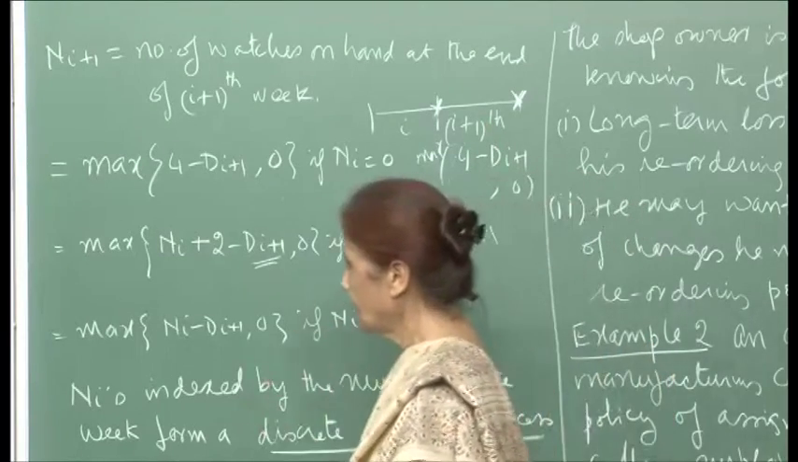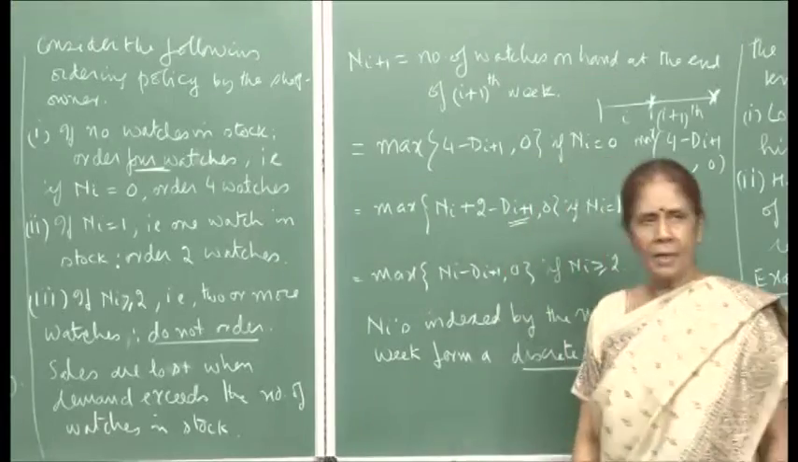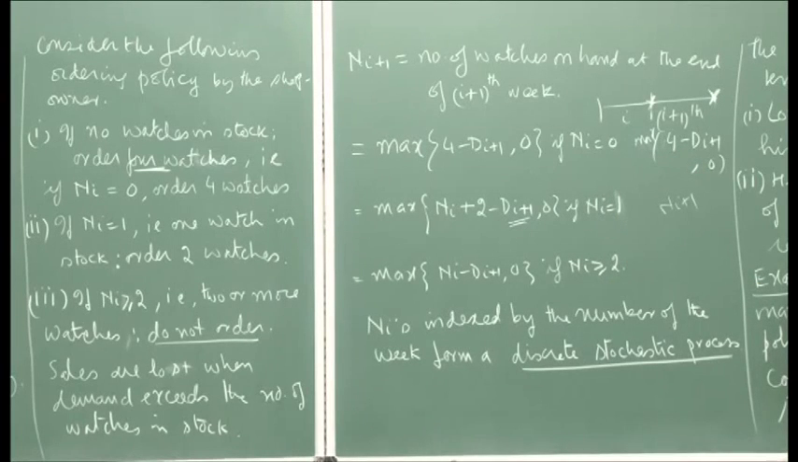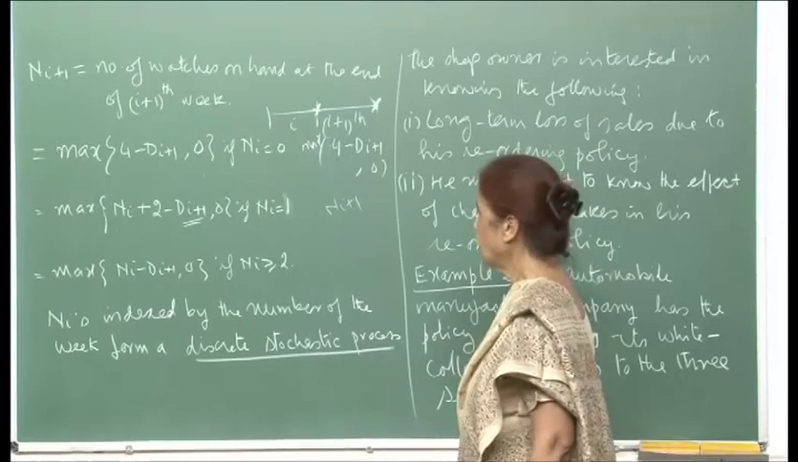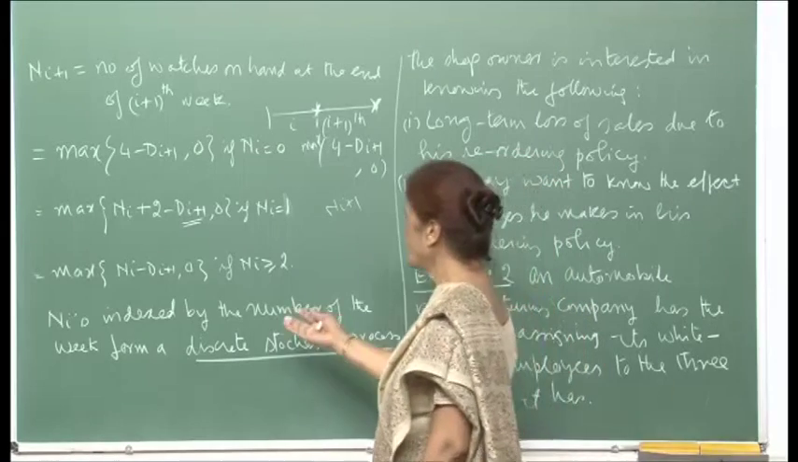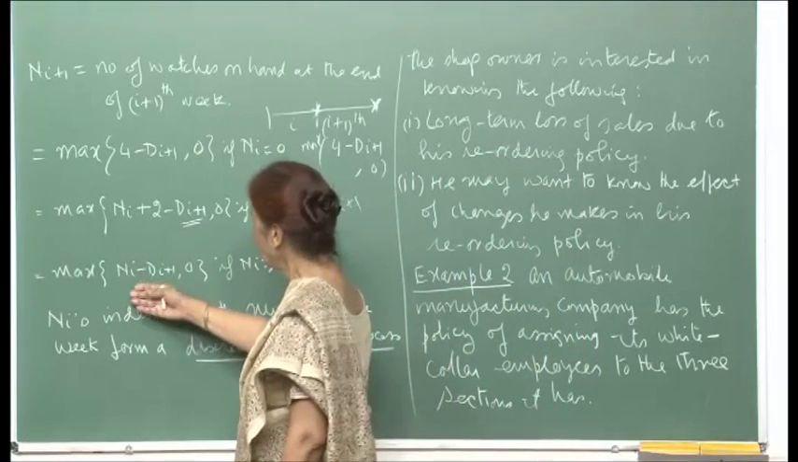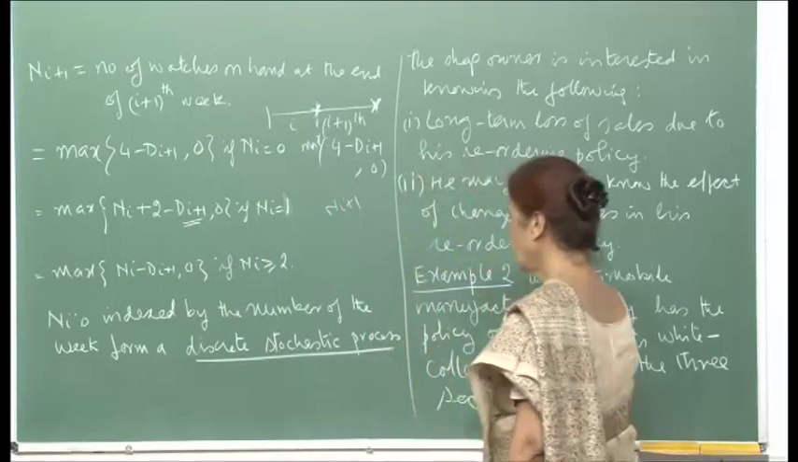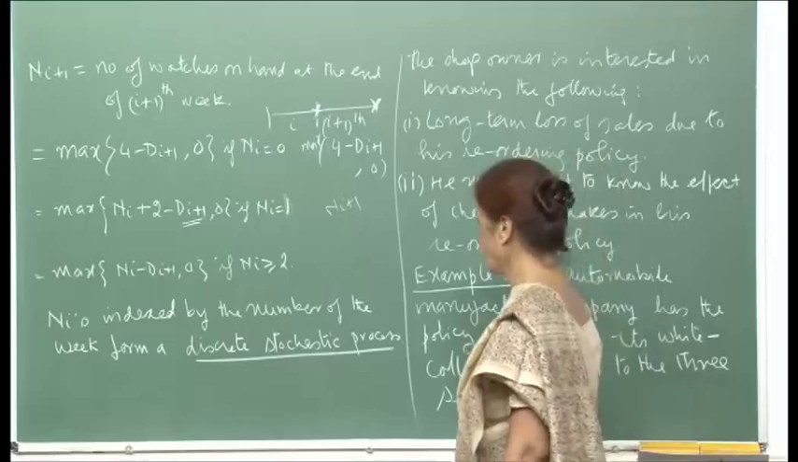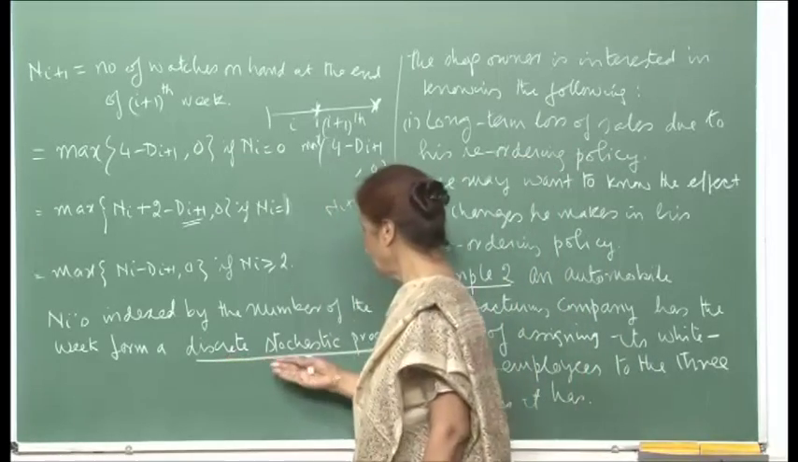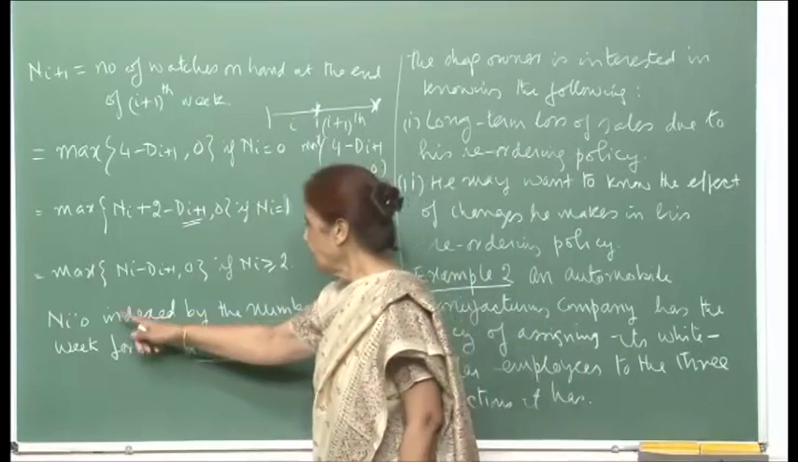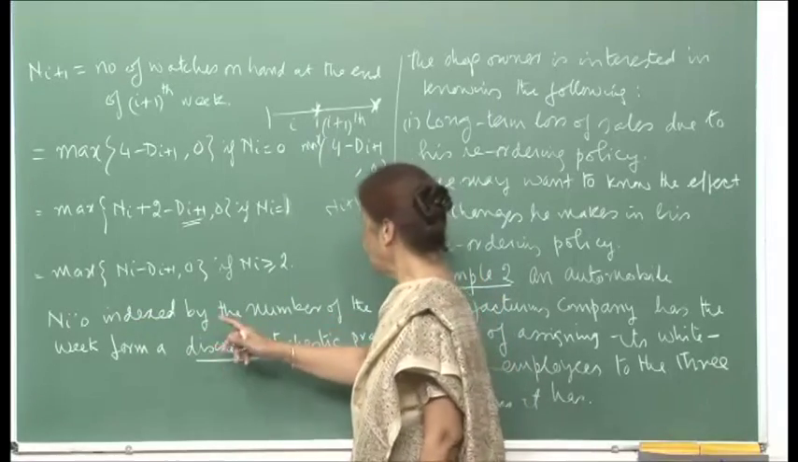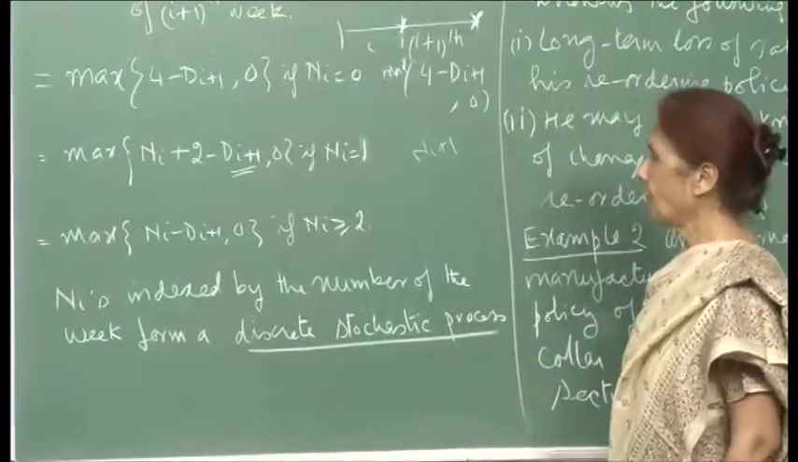So, this is sort of trying to show you the dependence, because the variables ni plus 1 are trying to tell us the state of the system at the end of every week. So, this phenomenon is dependent on the 2 random phenomena ni and di plus 1. So, this is one example, and now I can give you a definition here, saying that ni indexed by the number of the week form a discrete stochastic process.